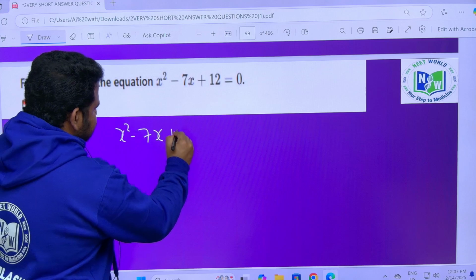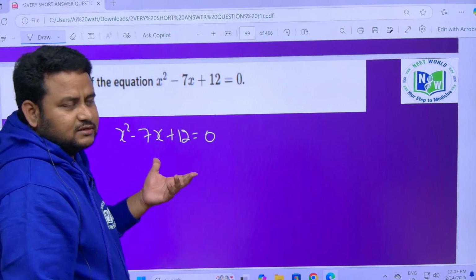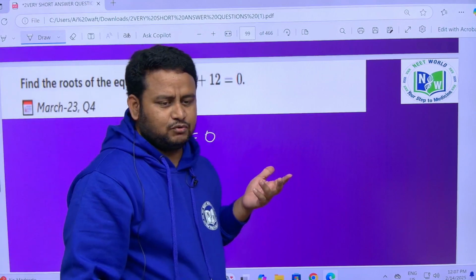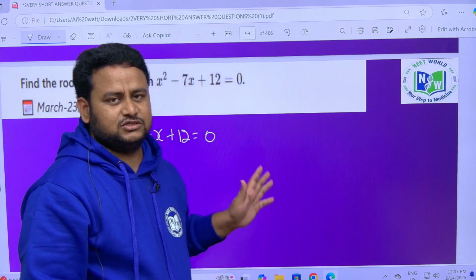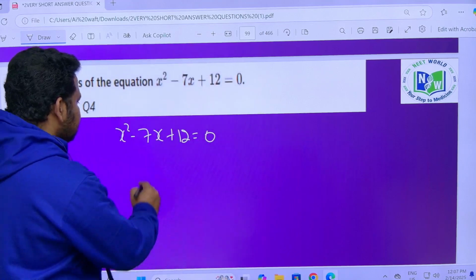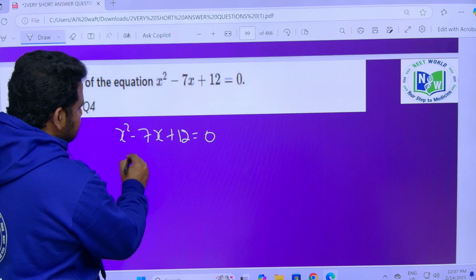x square minus 7x plus 12 is equal to 0. Looking at the question, don't think that easy questions won't be asked in inter. Easy questions are also asked. Don't overthink in such questions. Just see the question and solve it. Here the product of the roots is 12 and the sum of the roots is 7. Here it is plus 12.